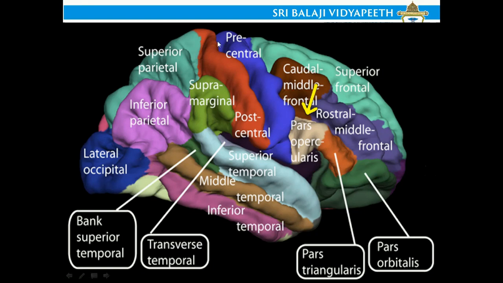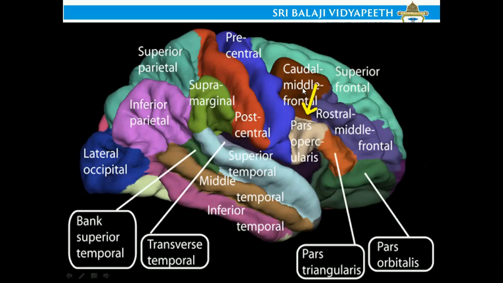See, this is the image that shows the precentral gyrus. This becomes the primary motor cortical area, and this will become the supplementary motor cortical areas. Okay, so completely, the frontal lobe, as I said, gets divided into the superior frontal gyrus, the middle frontal gyrus, and the inferior frontal gyrus.